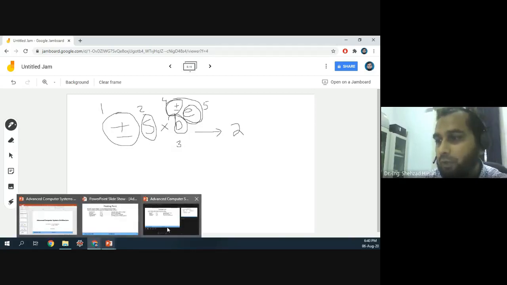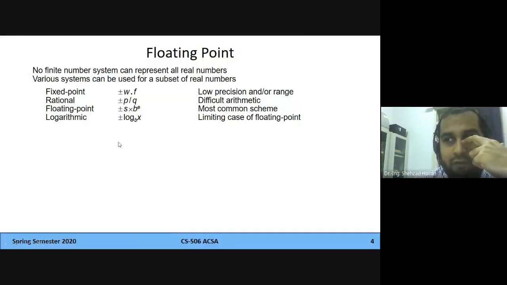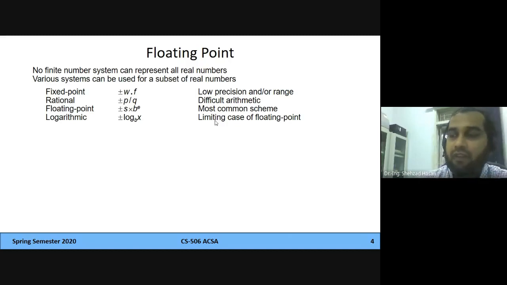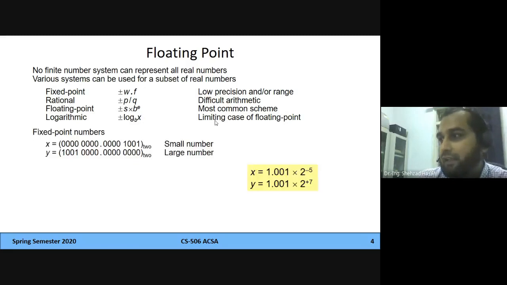Okay, so what is the advantage of floating point? When you're talking about floating point, we can have lower ranges as well as higher ranges, and we can have better precision. So this is the most common scheme. It's called floating point because the decimal point is never fixed at a particular point, and you can have different fractional values, right? So let's come to an example.